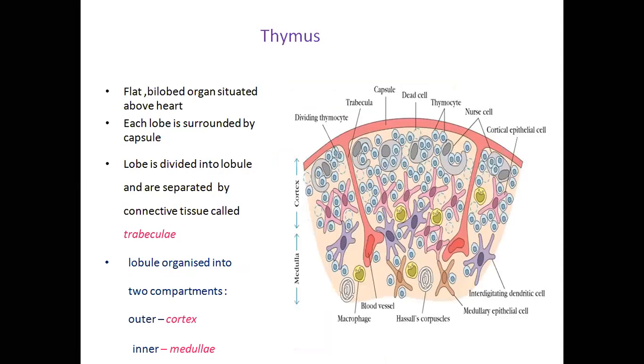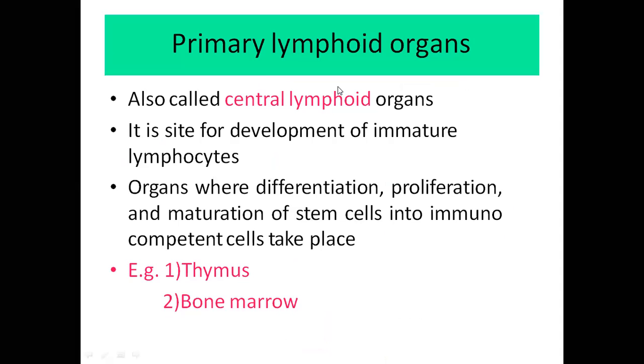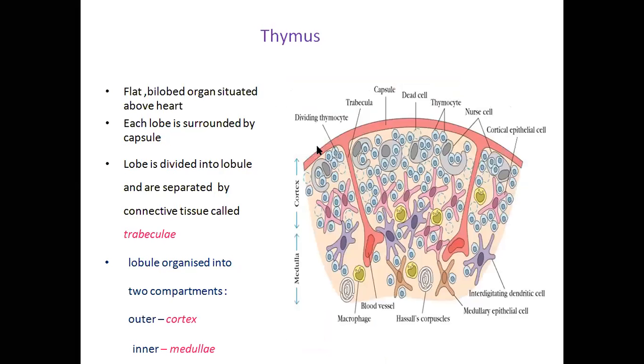In this diagram, we see the thymus as a very small structure. We cannot distinguish its different parts. This is actually how a thymus looks macroscopically. The thymus has two parts: the cortex and the medulla. The lower part is the medulla, the upper part is the cortex. The cortex is again differentiated into many parts. We have dividing thymocytes here.